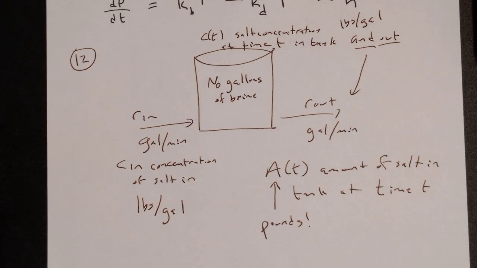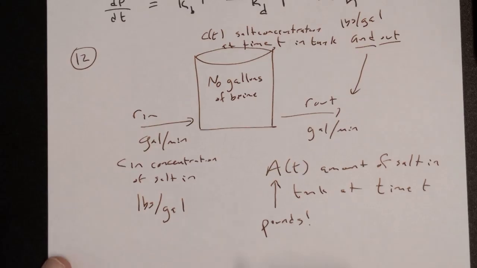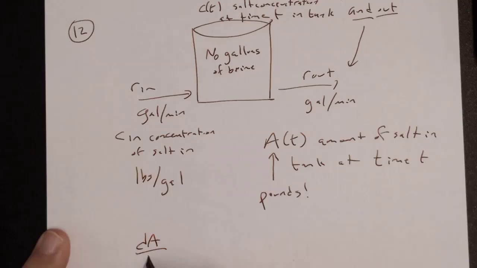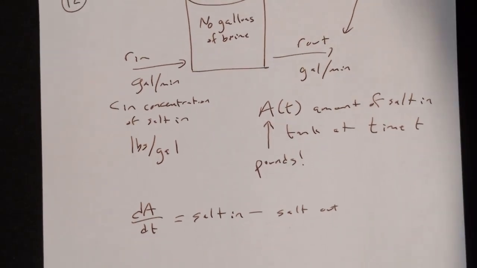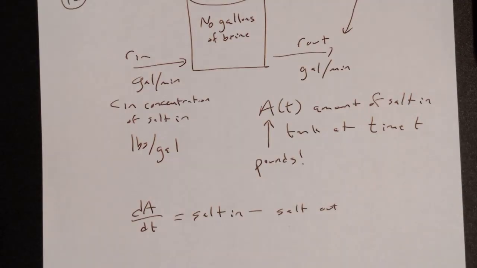But let's go back to the model we used. The model we used measured the change in the amount of salt. Because I have salt coming in and salt going out. That's change in salt. That's dA/dt. So I think I actually want to start there. I want to start by trying to figure out how to write this equation. Salt in minus salt out.